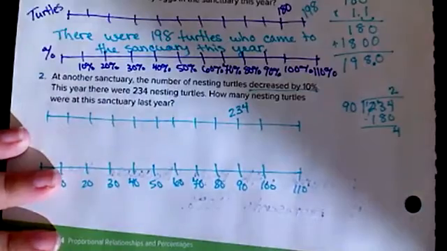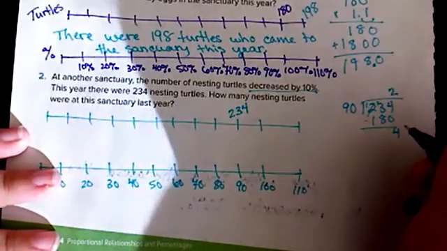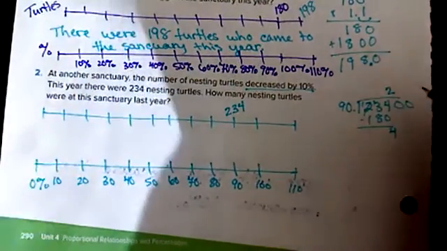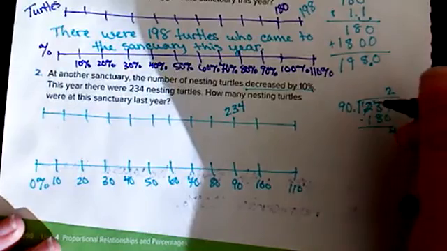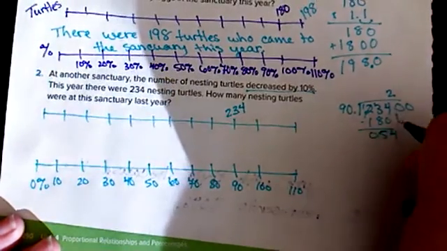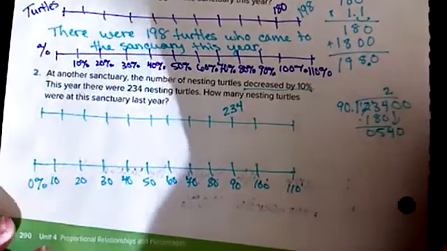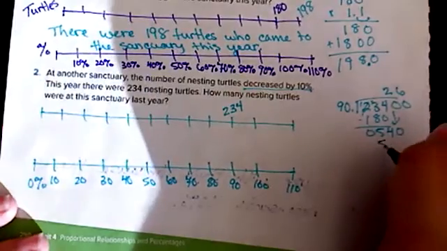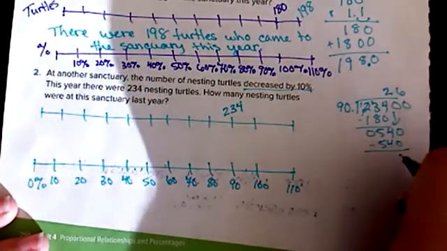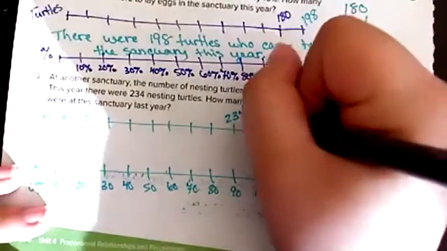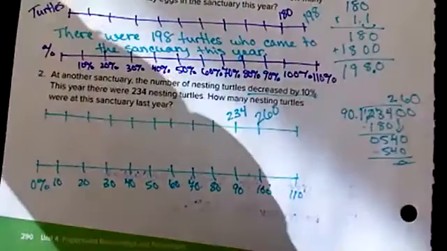13 minus 8 would leave us with, oh, remember we got to put 2 zeros because then, yeah. So 13 minus 8, that would be 5, and that would be 0. Let's bring this down. 9 fits into 54 6 times, 540. There still is 0 left, so it would be 260 turtles that were there the year before.